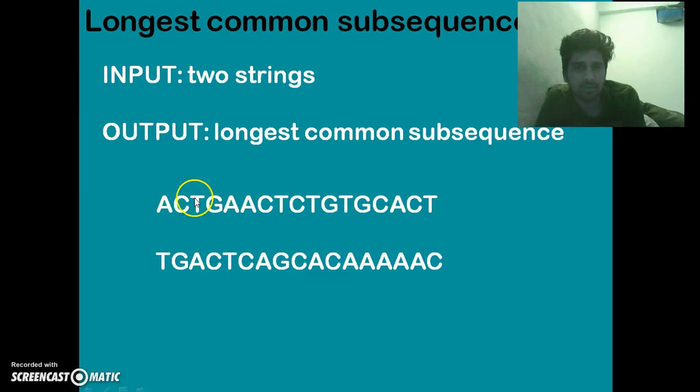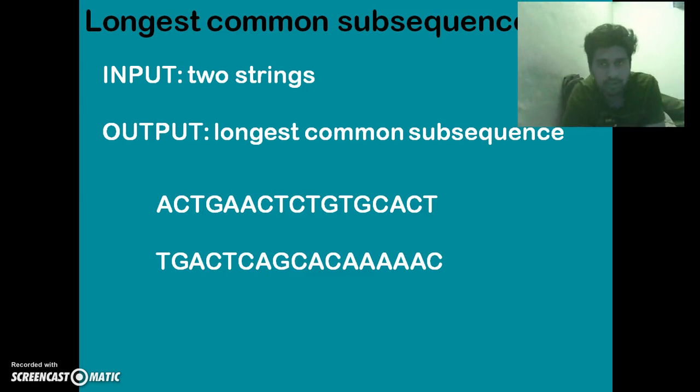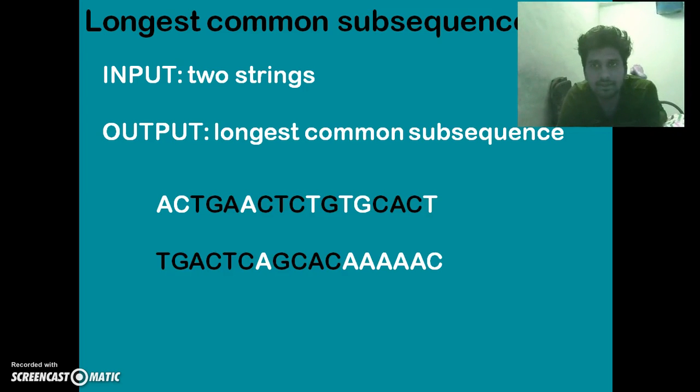Suppose here is an example: ACTGAACT and TGACTC. We have to find the longest common subsequence between the two subsequences. What is it? It would be TGACTC, TGAACTC, sorry, TGACTCGCAC is a subsequence which is common between these two sequences.